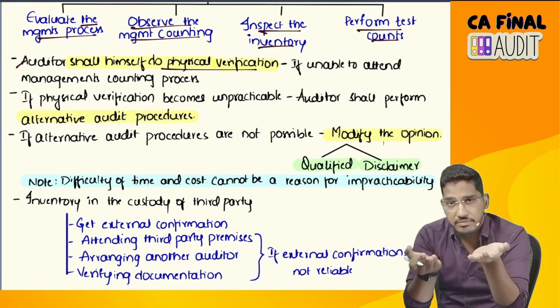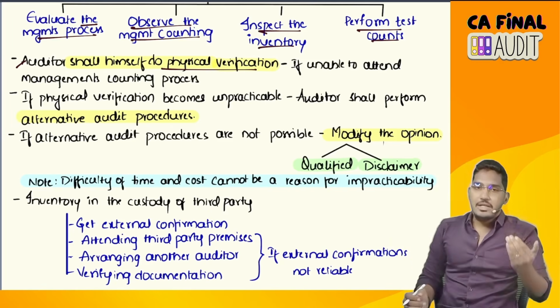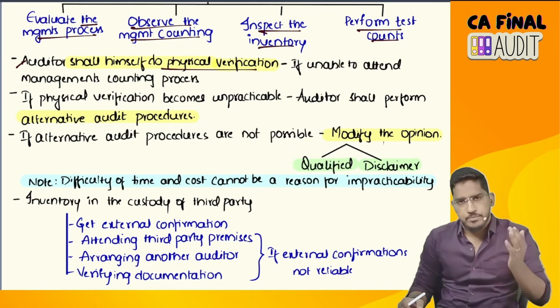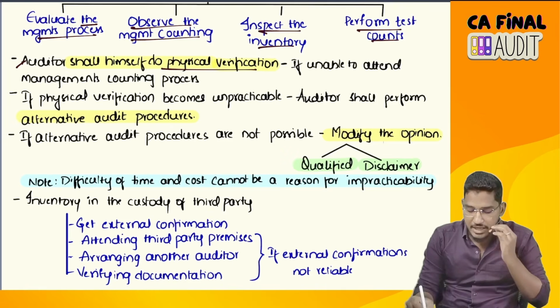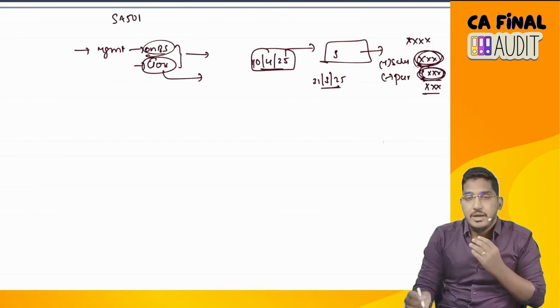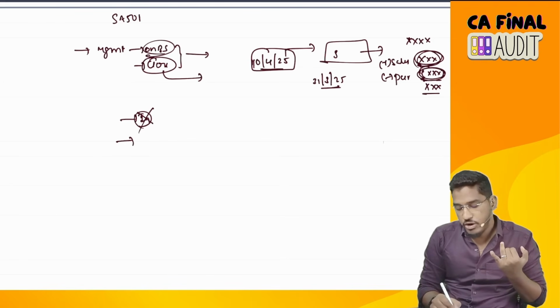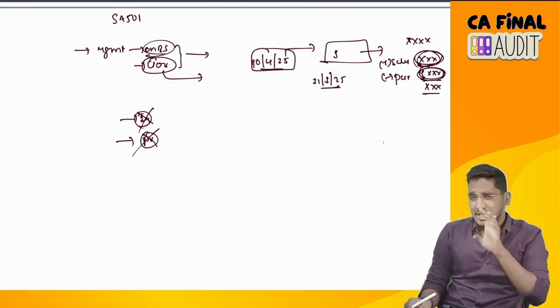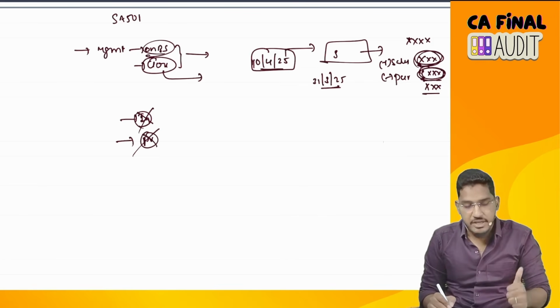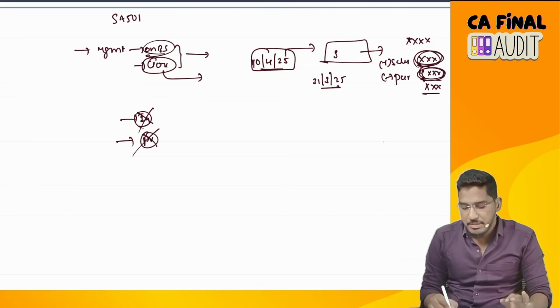You have to plan the physical verification on some alternative day. If you are unable to attend management inventory counting, you take your team, plan the inventory verification on some alternative date. You have to do the counting on your own. But in some cases, management did the inventory verification, they invited you, you did not go. You thought you would do the verification on your own on some alternative date, but that has become highly impracticable.